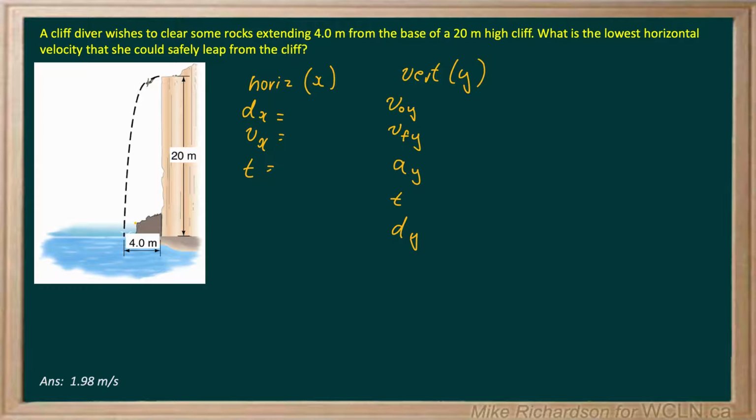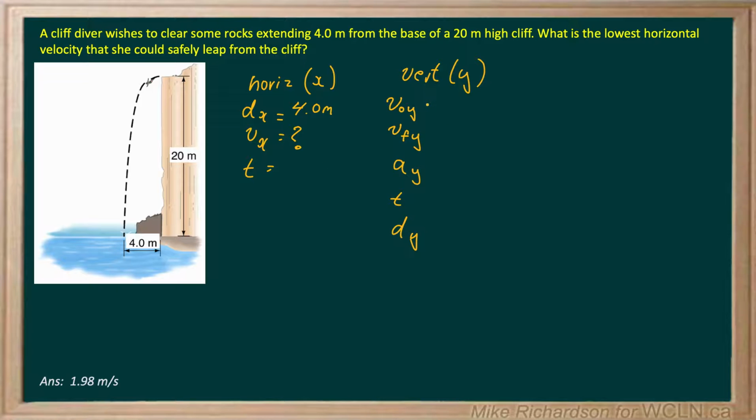Now we know overall his horizontal distance has to be at least 4 meters. Now, if you look at my diagram, it would be to the left, and we could say that's negative 4 meters as my displacement. But don't forget, it's pretty arbitrary which way this diver is jumping off the cliff, so I'm just going to leave it as positive. Vx is what we're looking for. What is the horizontal velocity? Time we don't know for now.